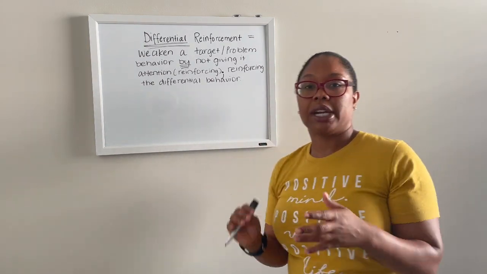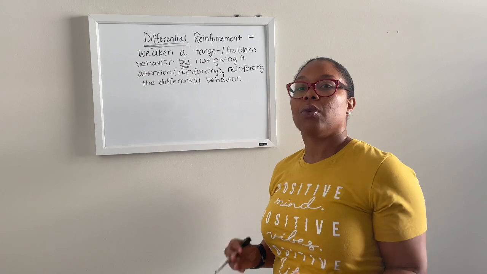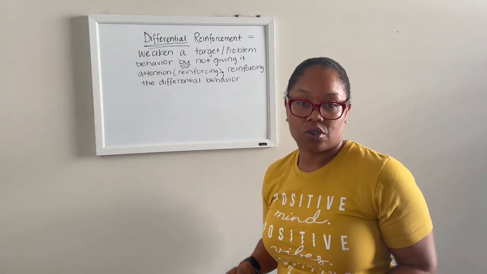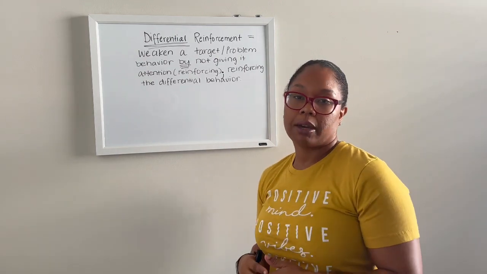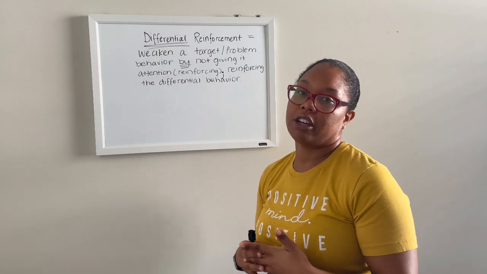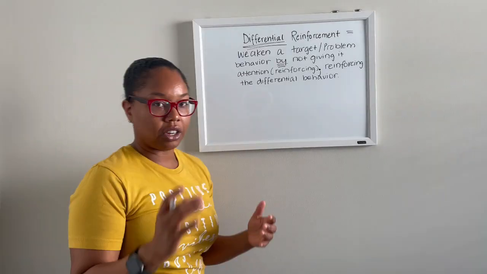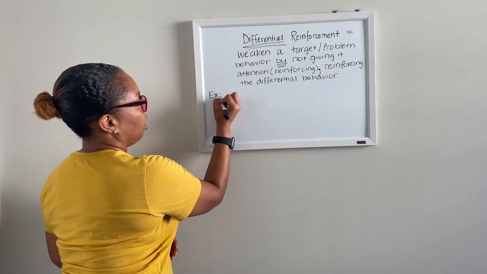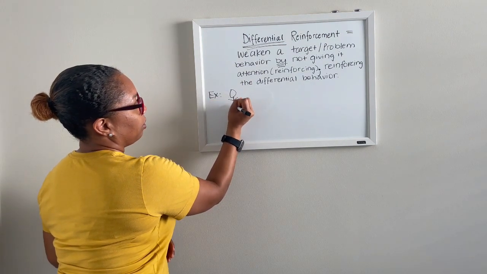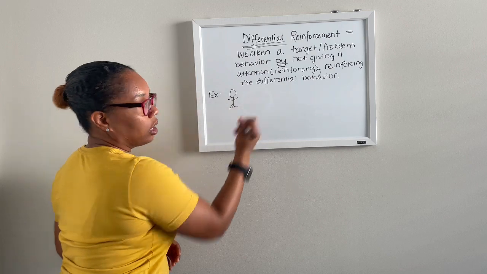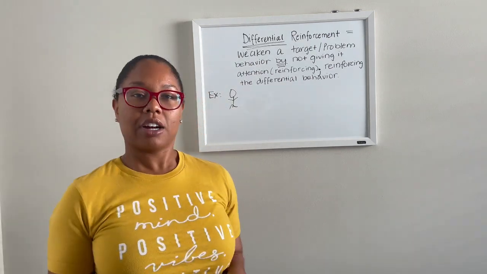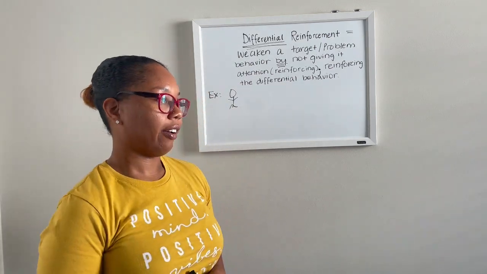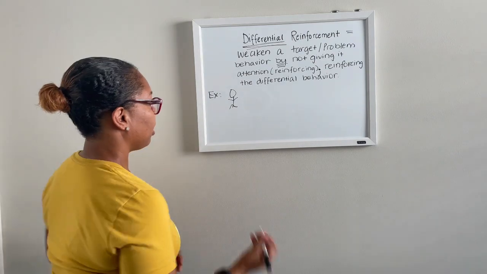So now let's break it down and talk about the different ways that you can use differential reinforcement. We'll use some examples to really further our understanding of this. For our learning example, let's say we have a boy whose name is, I'm not going to say Johnny because I feel like Johnny's always used. How about Aiden? All right, here's Aiden.